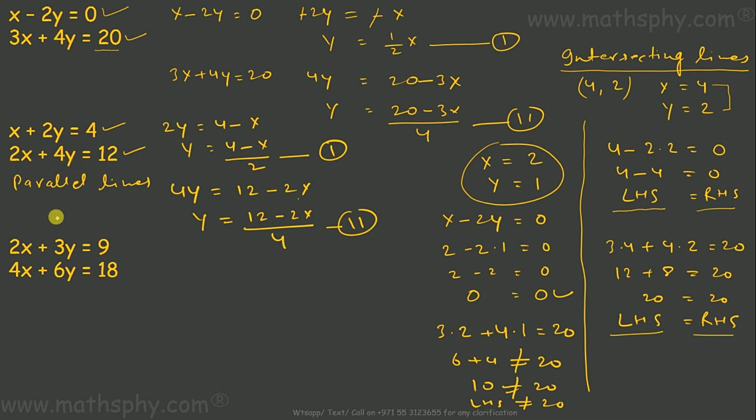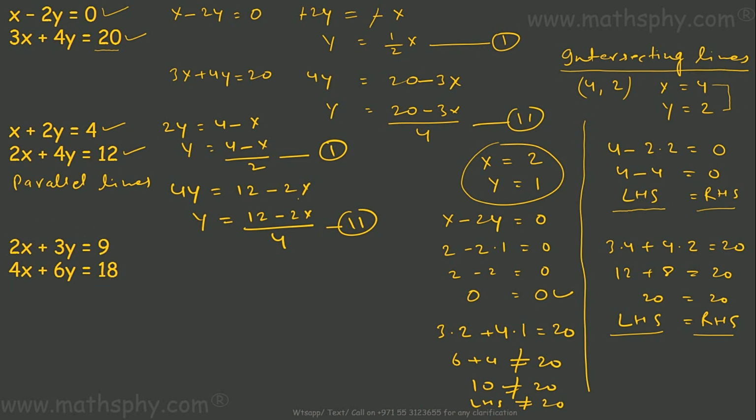However, in the case of parallel lines, since there is no common point, there will not be any common solution. That means there is no common value for x, there is no common value for y, which will make left hand side equal to right hand side for both the equations. That's the interpretation of parallel lines: equations which gave me parallel lines do not have any common solution.